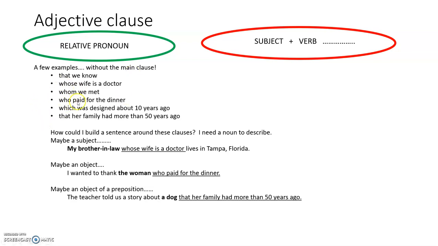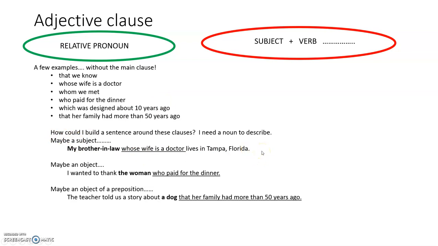But you should notice that sometimes there's a verb right after the pronoun. For example, who paid for the dinner? So right after the pronoun is the verb. Same thing here. Right after the pronoun which is the verb, was designed. But these are adjective clauses. These are not sentences.